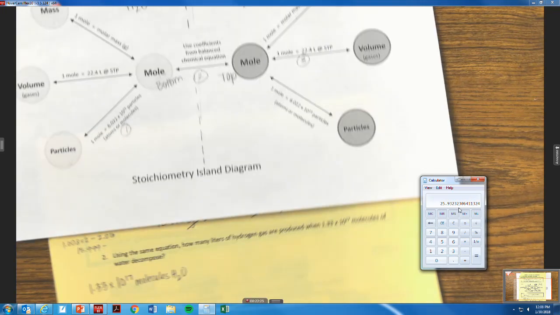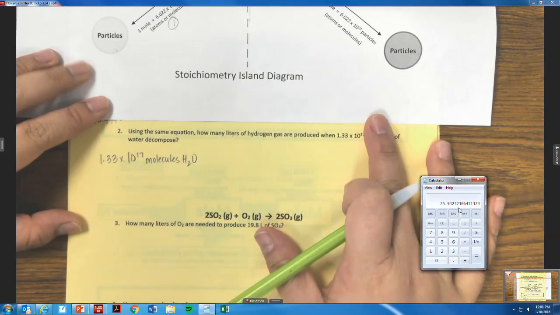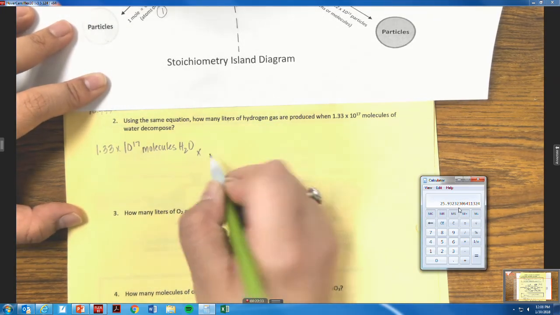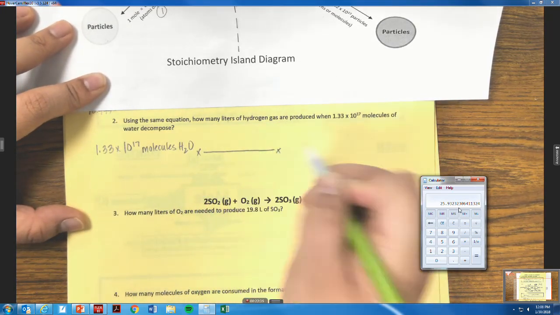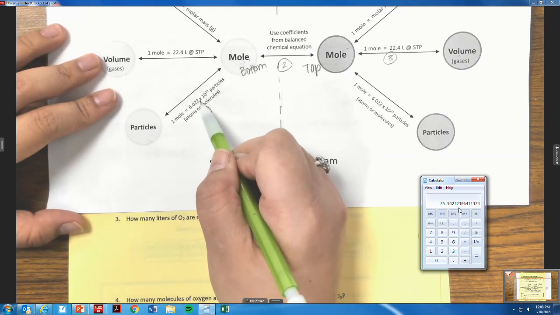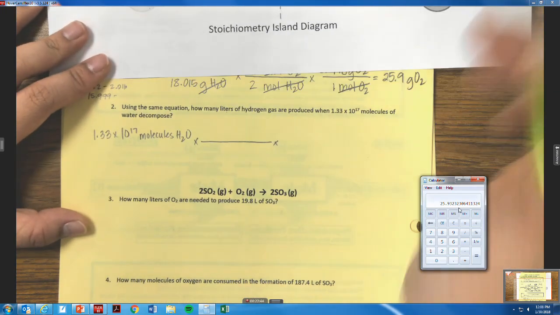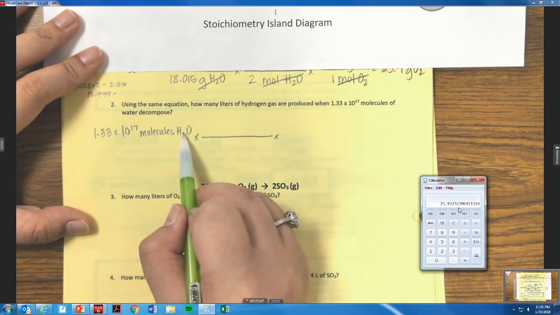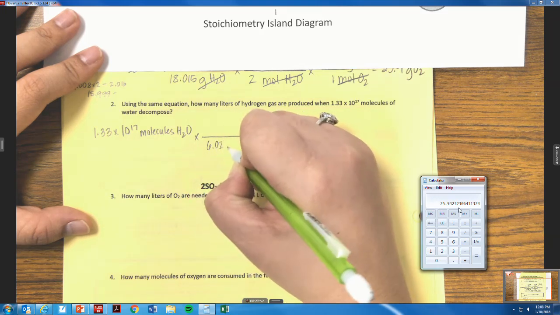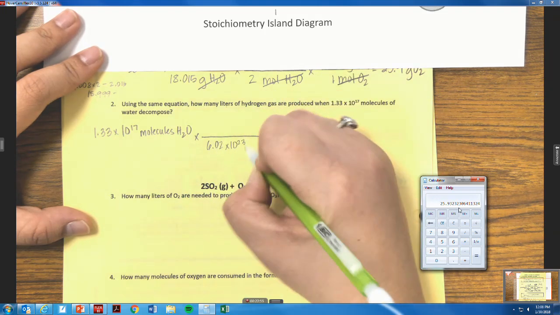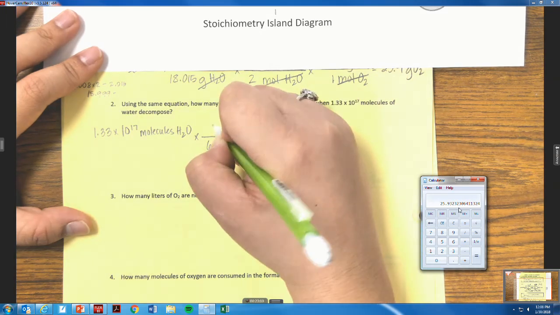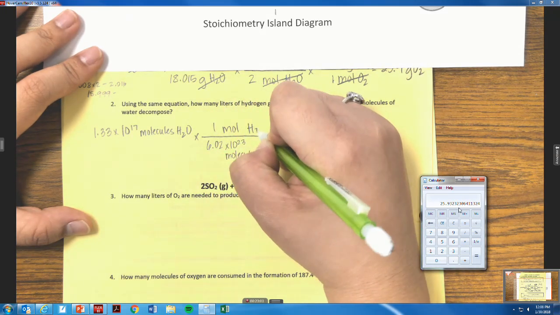Okay, so let's go ahead and use those and plug them into our problem. My first conversion factor is 1 mole equals 6.02 times 10 to the 23rd. If this is molecules of water, then at the bottom should also be molecules of water. So my 6.02 times 10 to the 23rd is going to go on the bottom, molecules of H2O, and my 1 mole is going to go on top.